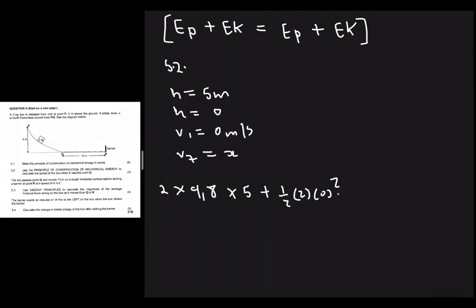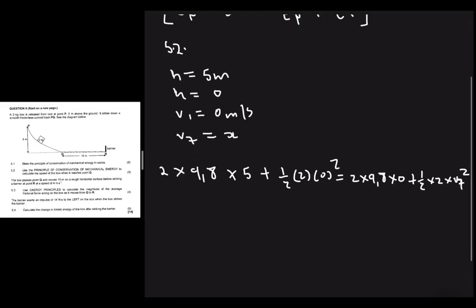This is equal to the potential energy at the bottom, which is 2 multiplied by 9,8 multiplied by 0, because now the height is 0 at point Q. And then we have plus 1 over 2 multiplied by 2, the mass, multiplied by VF squared. So there we have it. We are only left with one variable, so we can do a bit of math and rearrange the equation.